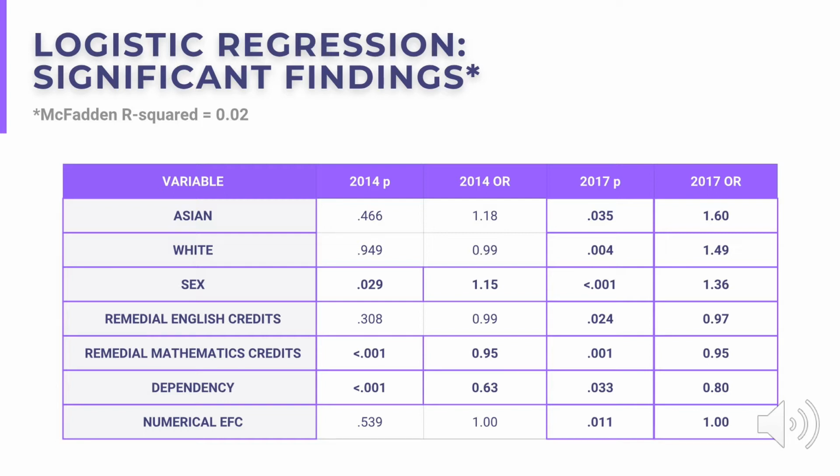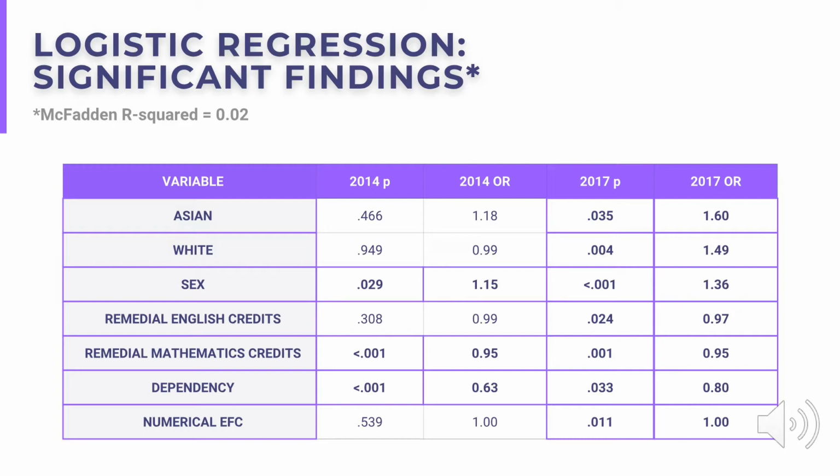On this chart, significant findings by p-value are bolded. For the 2017 cohort, 2 race ethnicity variables had a significant effect on the odds of being retained. Students identifying as Asian had 60% greater odds of being retained, and students identifying as white had 49% greater odds of being retained. This warrants further review beyond the pilot phase of the study.